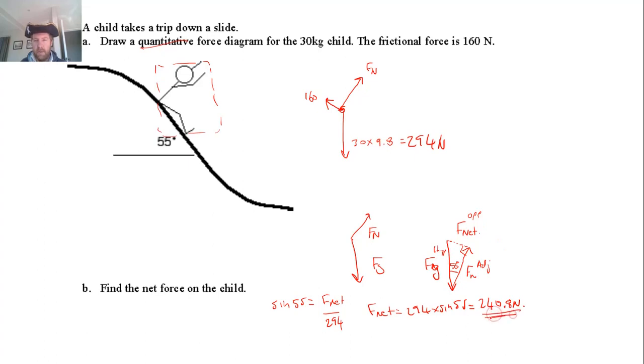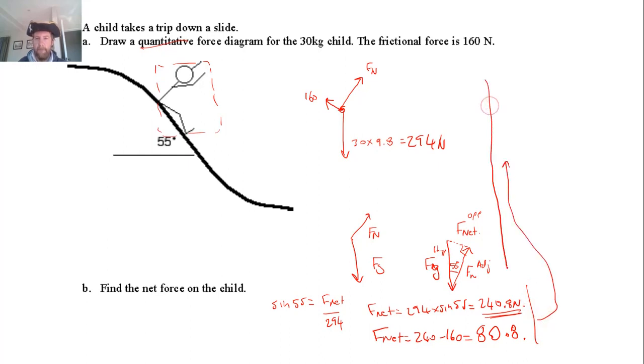So that's what the net force is if there was no friction force. However, there's 160 pulling backwards. So my actual net force is 80.8. Okay, I'm going to get my working up here. So I found the net force on the child, 80.8.